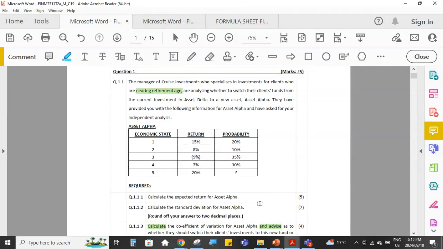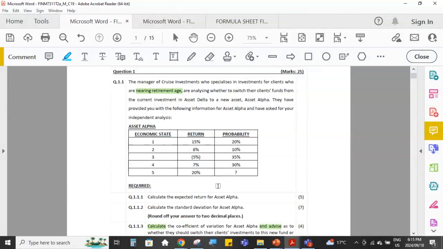So the information that they've given us for the asset is 5 different economic states. So in other words, an excellent economic state, a not so good economic state, an average economic state, and a poor economic state, etc. So 5 different states that the economy could be in. What the return is that we expect if the economy was in each of those different states, and then most importantly, what is the probability of the economic state being 1, 2, 3, 4, or 5.